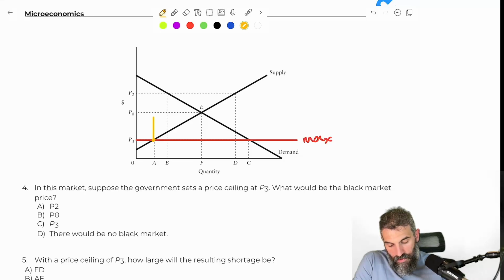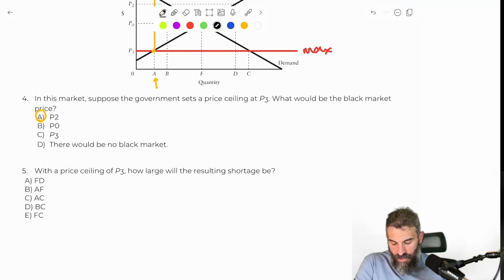if you follow, so you want to look at where, so this would be your quantity, A, and then if you follow it up, the black market price would actually be higher than P2. So I'm going to go with P2 because it's the closest one, but in fact, it would be higher than P2. So maybe I'll fix that question.